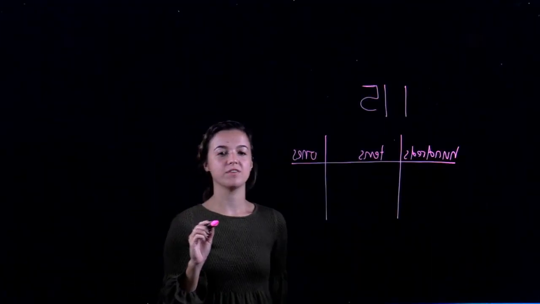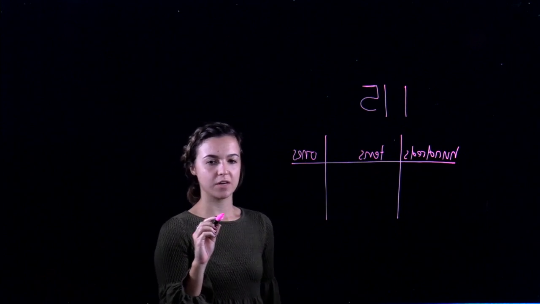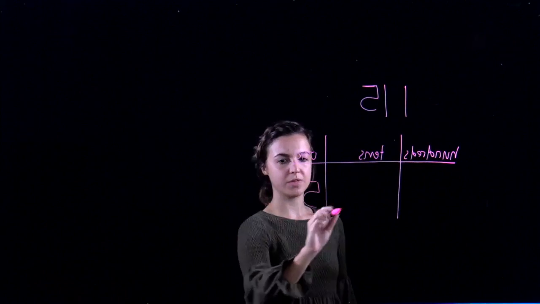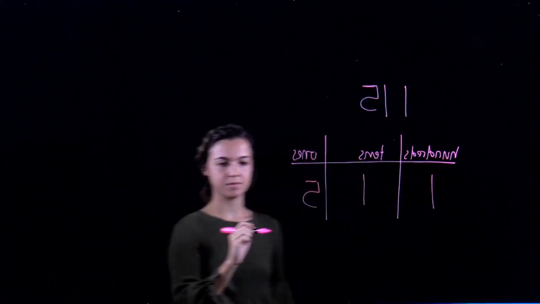Let's look at the number 115. If we put this number in the place value chart, we can clearly see which place value each digit is in. The digit 5 is in the ones place, the digit 1 is in the tens place, and the digit 1 is in the hundreds place.